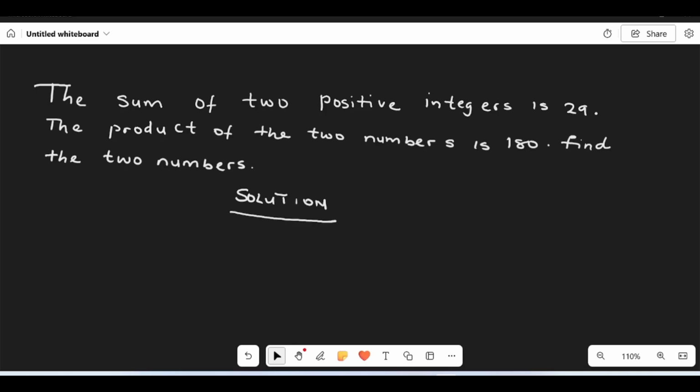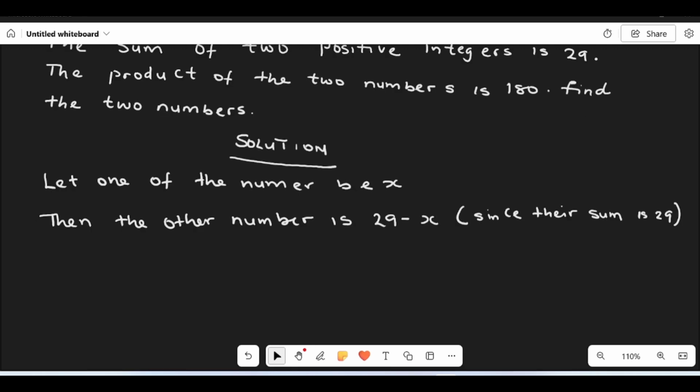We want to solve this word problem by using the factorization method. Let one of the numbers be x, then the other number is 29 minus x. Since their sum is 29 and their product is 180, so x(29 minus x) equals 180.